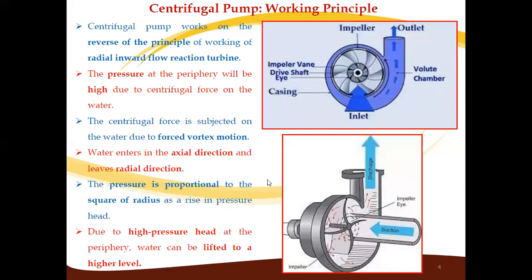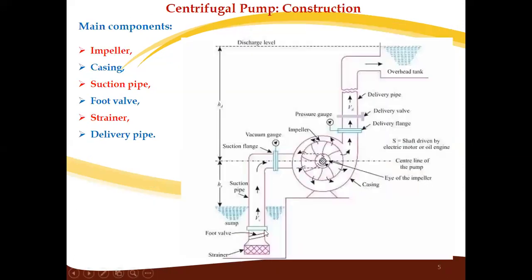Now we'll see the construction of the centrifugal pump. If you see, there are main components or parts of this centrifugal pump. They are the impeller. So this part is called the impeller. The second part is the casing. Outside the impeller, this enclosed part up to the delivery valve is called the casing. The impeller is a rotating part. The casing is not a rotating part.